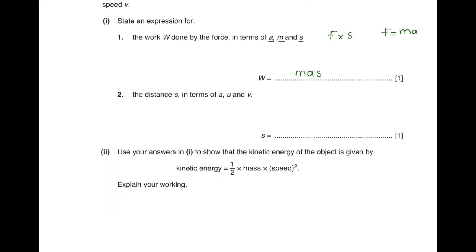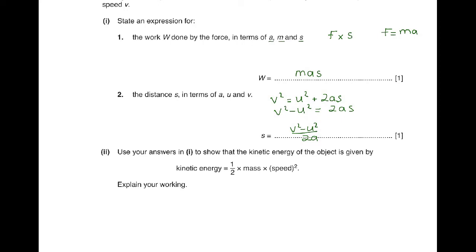Part 2, the distance in terms of a, u and v. Well, this one is like one of your equations of motion. You've got an equation of motion that looks like that. And if you rearrange that, we'll do it in steps. And then to get s on its own, we would just divide both sides by 2a. So we get s equals v squared minus u squared divided by 2a.